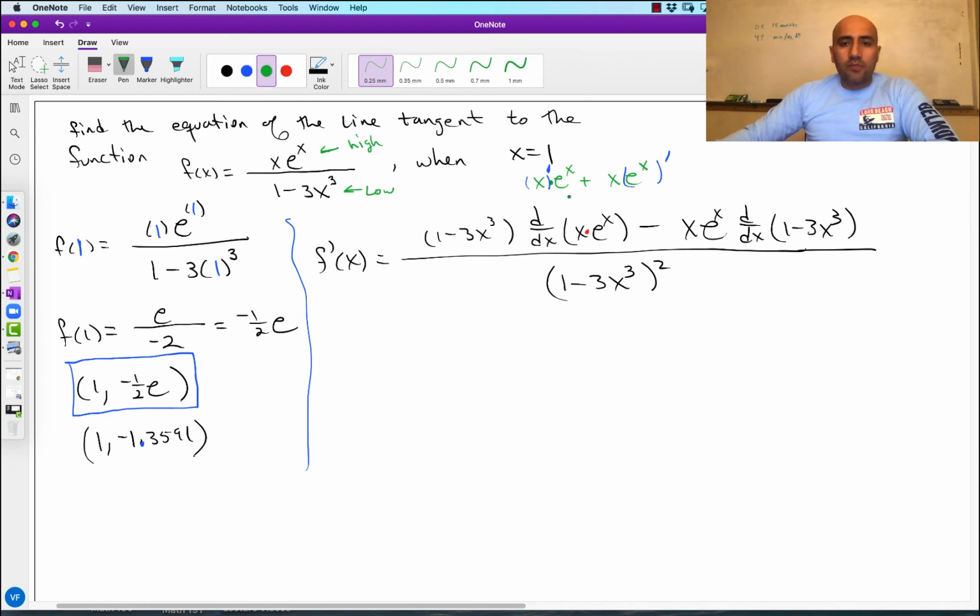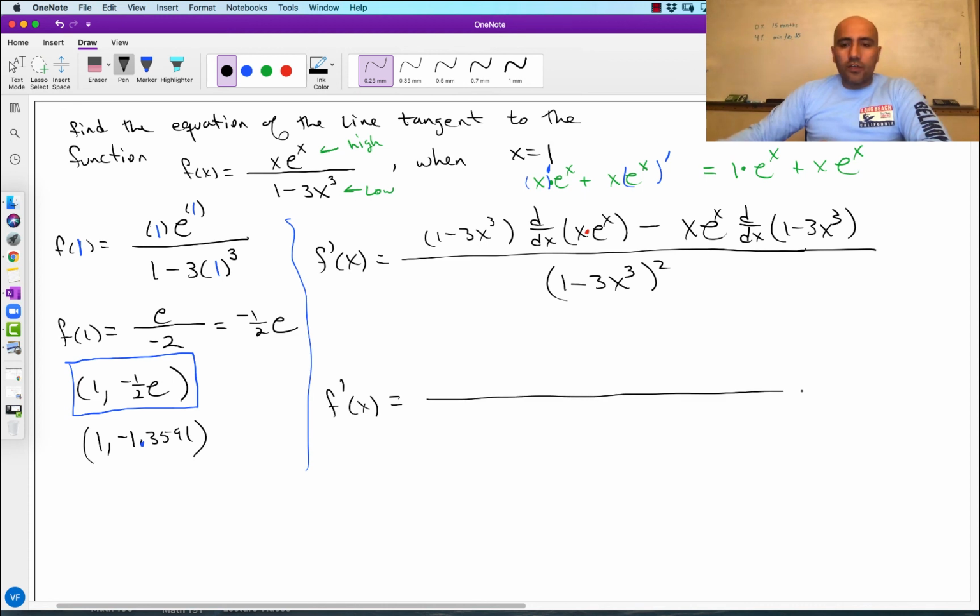So this just becomes 1 times e to the x. And now we leave the x alone, and then the derivative of e to the x is just e to the x. So that doesn't change. So the derivative of this is just going to be equal to e to the x plus x e to the x.